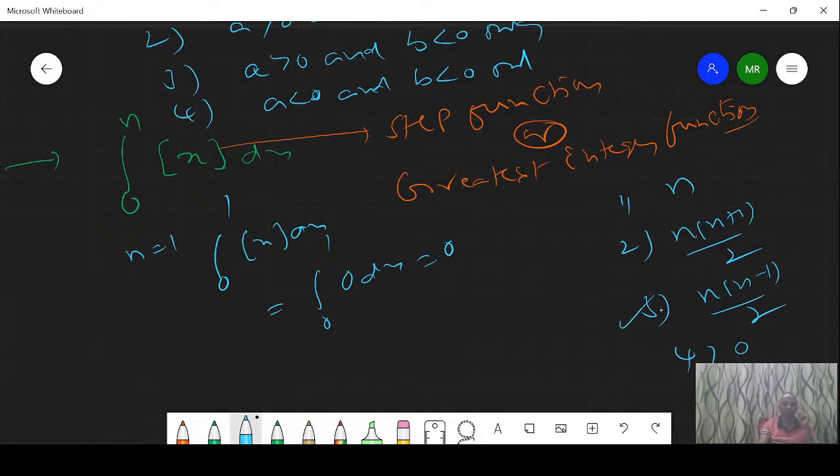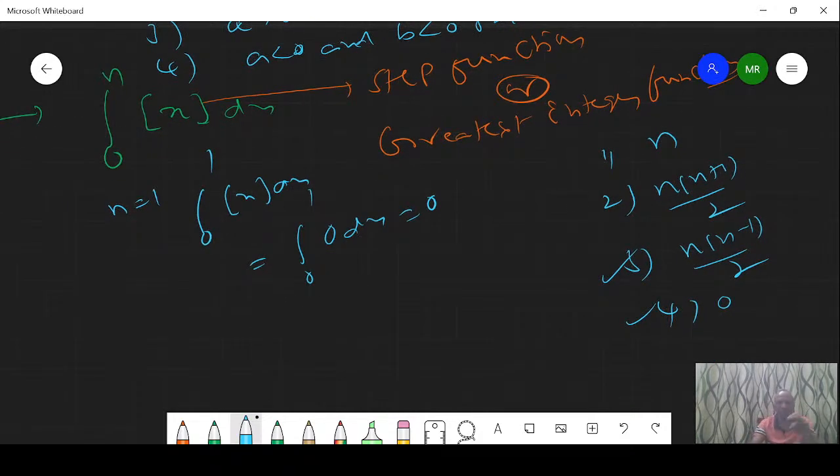But here you should be careful. The answer is 0 also here. For n equal to 1 only, this will be 0. Even 0 is here. Then to avoid that, you take n equal to 2. If you take n equal to 2, then you can decide your answer. Put n equal to 2, because due to this I can eliminate this option.